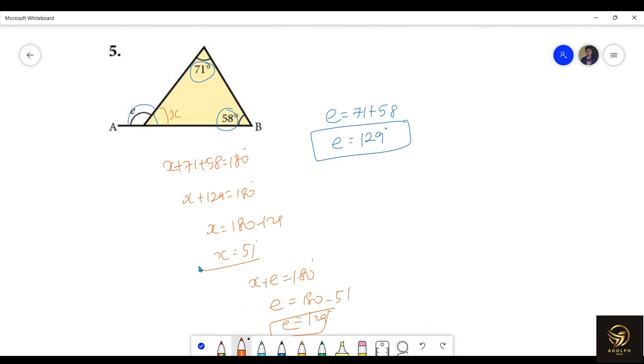This is a long process, but whenever you are seeing the exterior and two interior angles are known, add these two values, that will be equal to the exterior. So that's why, to make your work easier, I gave this property to you. It's not by me, it's by mathematicians. I'm just asking you to use it for the problems to make your steps easier, and you can save your time.